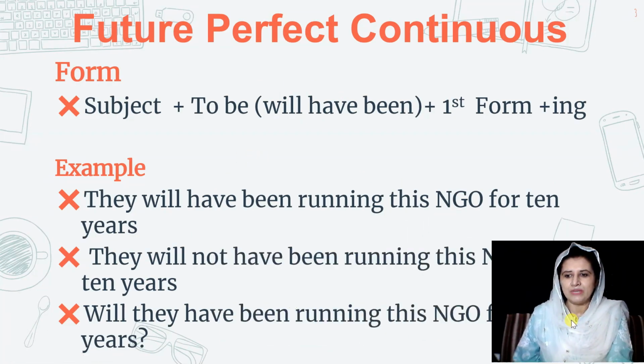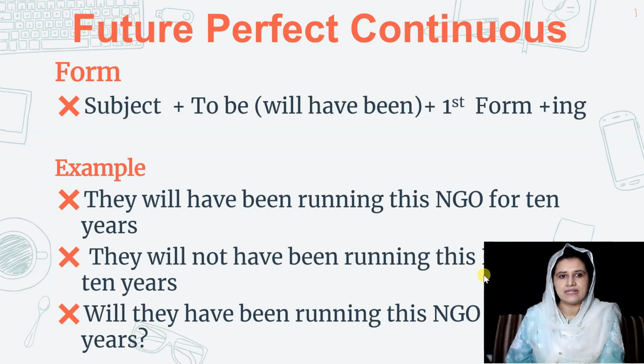Okay, now we'll see the structure of future perfect continuous tense, where first of all we need to have subject plus to be, will have been, plus first form plus ing, the present participle. Some of the examples are written here to share with you. They will have been running this NGO for 10 years. So you can see this is a simple positive sentence. They is the subject, will have been is the helping words, running is the present participle, first form of the verb, this NGO for 10 years, right?